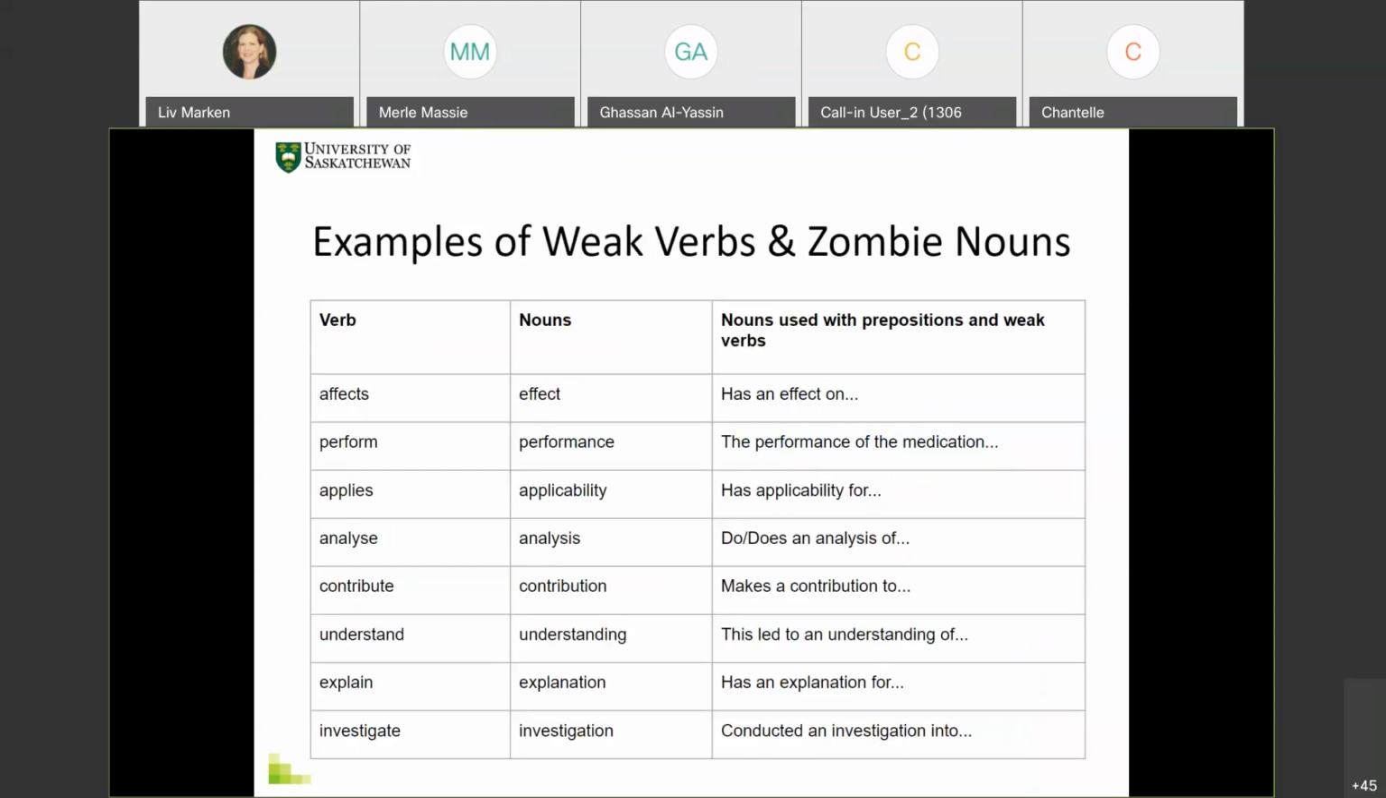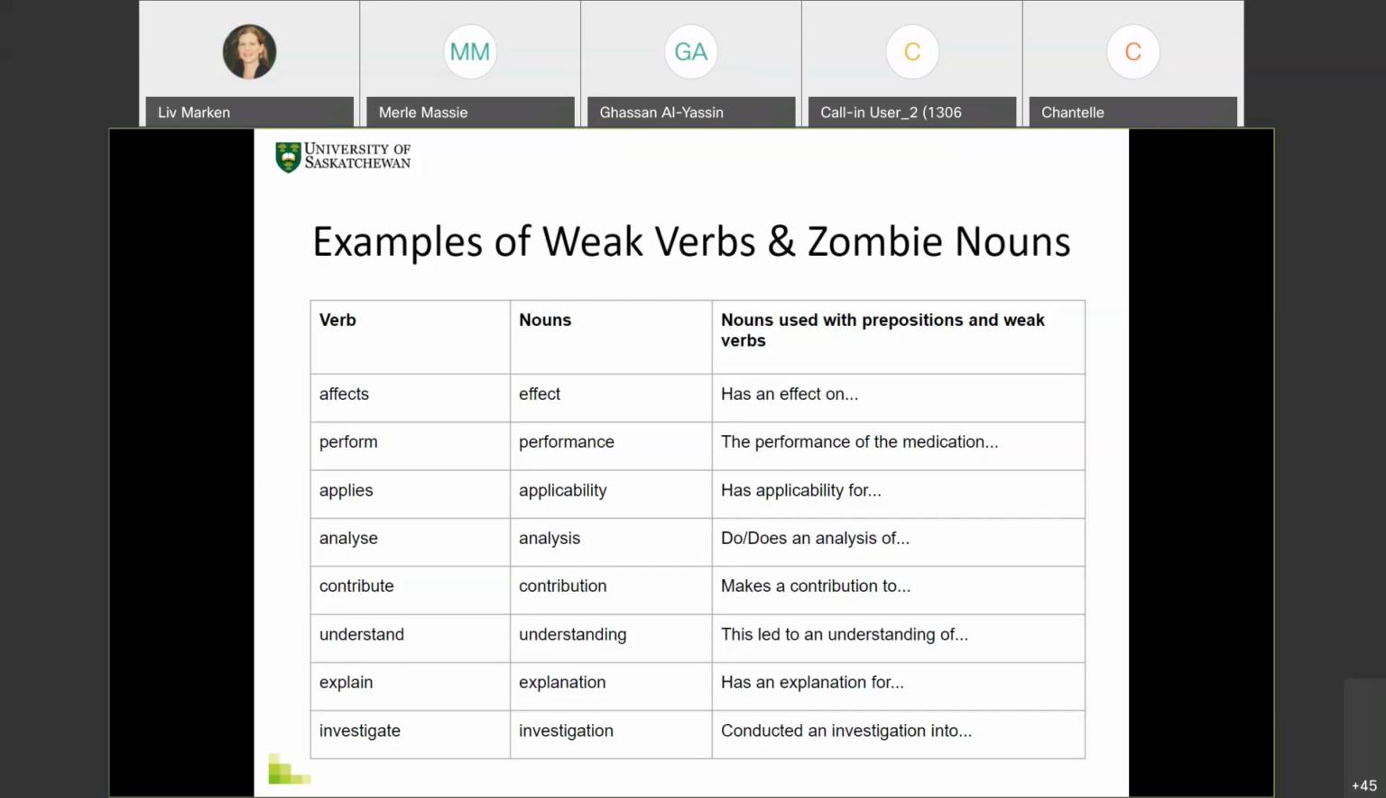If you have a verb, try to use the verb instead of the noun. So you might write something like, this has an effect on X. More concise and more powerful is, this affects X. Another one would be, this has applicability for X. You could say, this applies to X. Why is that better? Well, it makes it more concise, but it also energizes your writing.